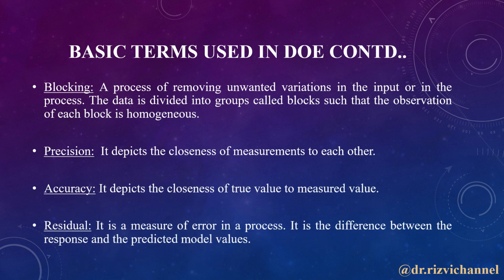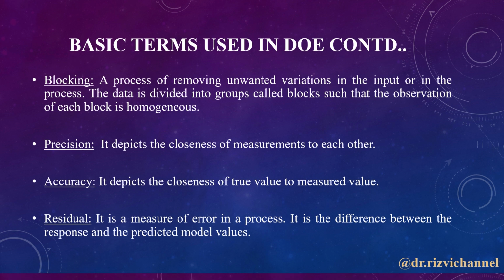The last is residual or the remainder. It is the measure of error in a process. It is basically the difference between the response and the predicted value. The response we have got and the predicted model value that is provided by the model. Residual is that.